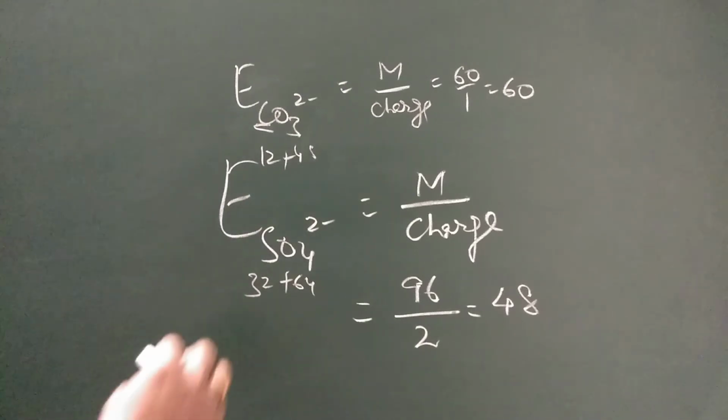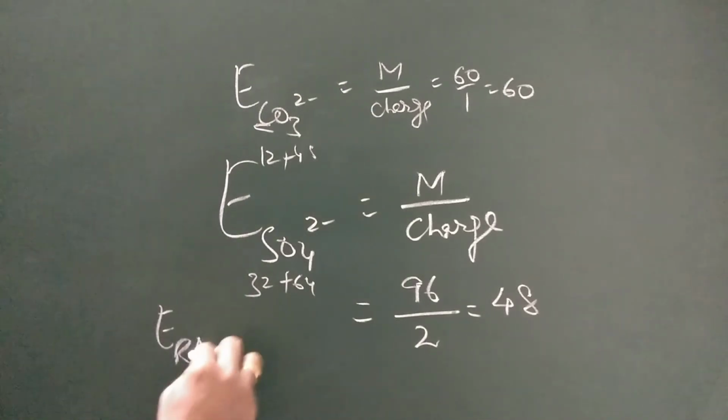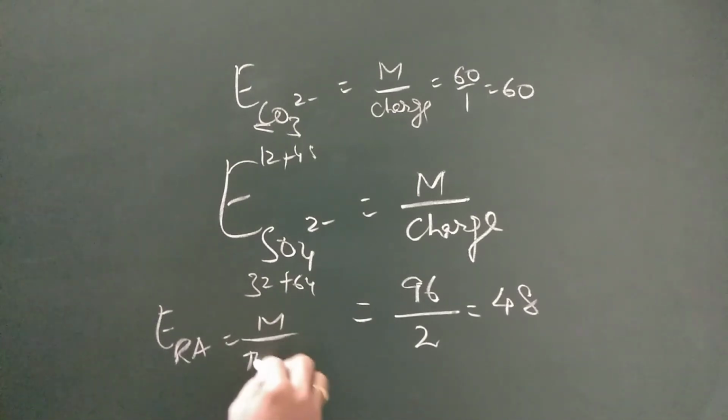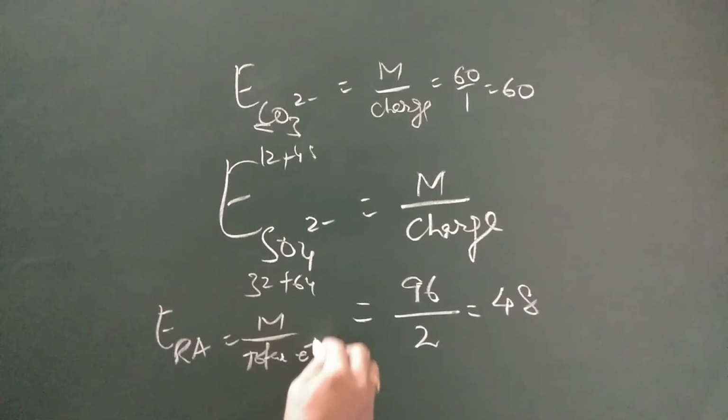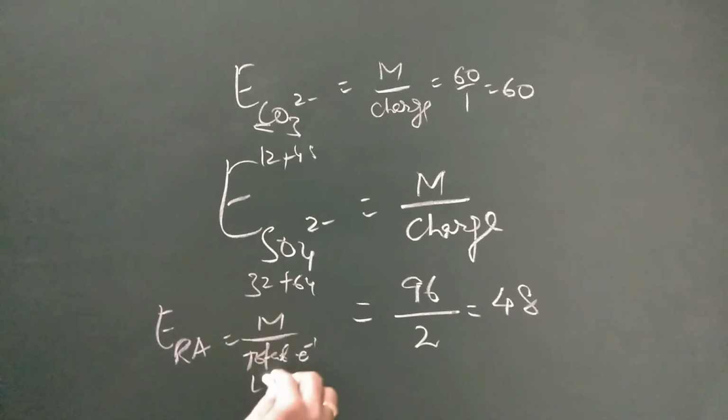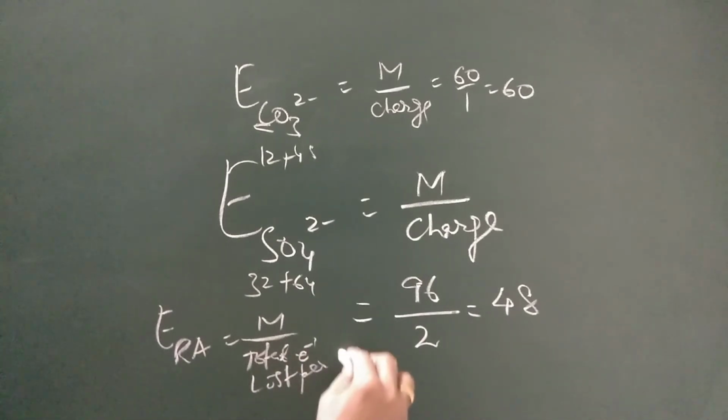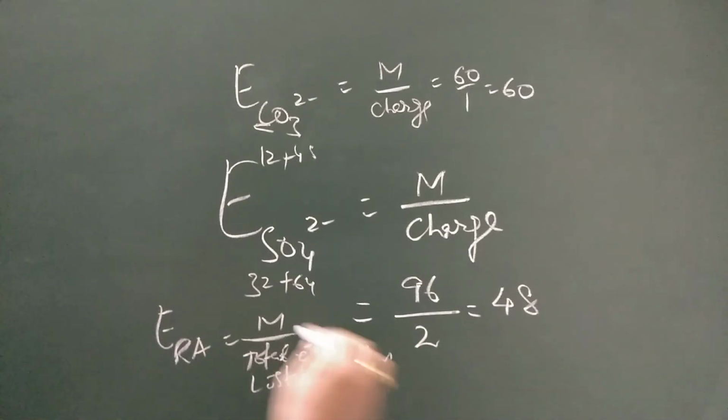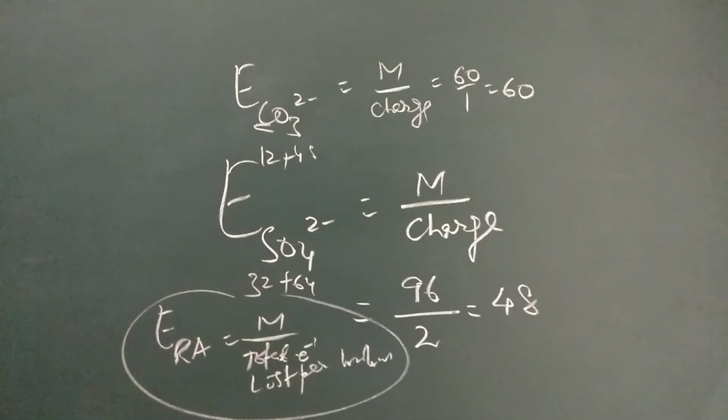Keep in mind that the equivalent weight of a reducing agent is given by the formula molecular weight by total electrons lost per molecule. This way you can find the equivalent weight of a reducing agent. So the equivalent weight of a reducing agent is given by molecular mass by total electrons lost per molecule.